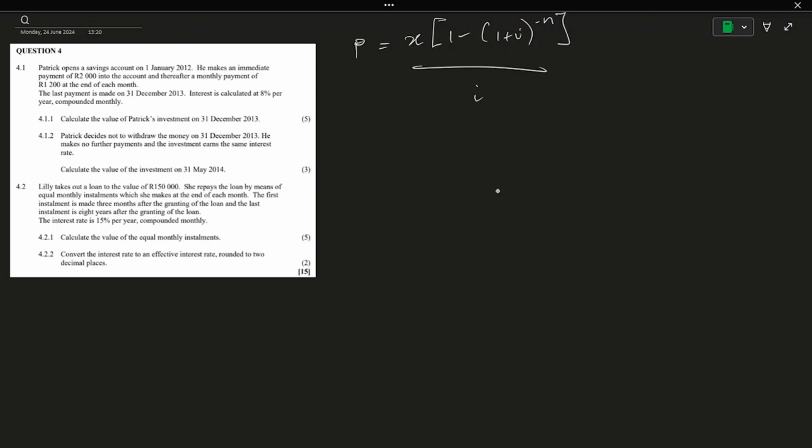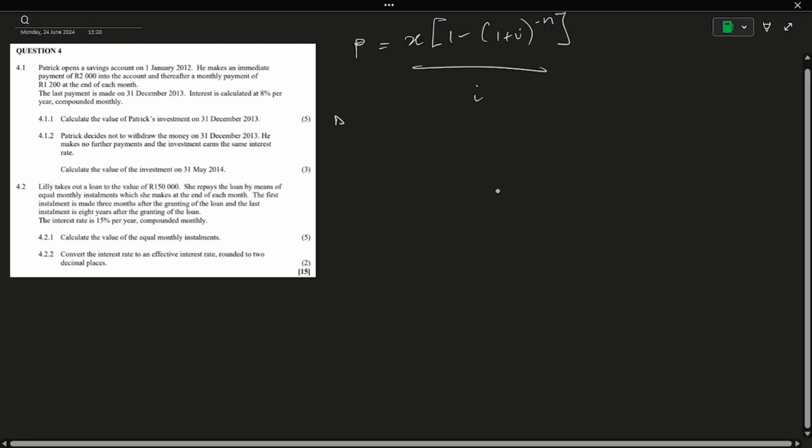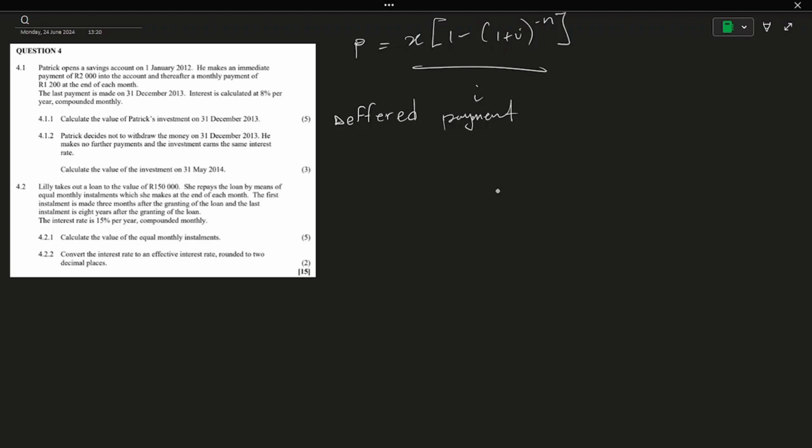So Lily takes out a loan to the value of 150,000. She repays the loan by means of equal monthly installments, which she makes at the end of each month. The first installment is made 3 months after the granting of the loan. So this is a deferred payment. So we know that we are dealing with a deferred payment situation, right? So we need to draw a timeline in this case. So it's made 3 months after the granting of the loan, and the last installment is 8 years after the granting of the loan, right?